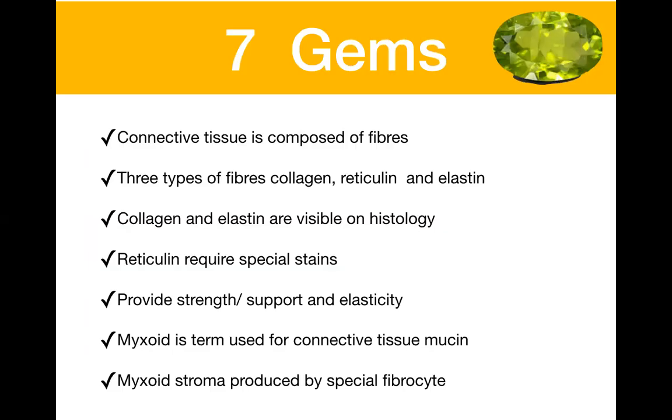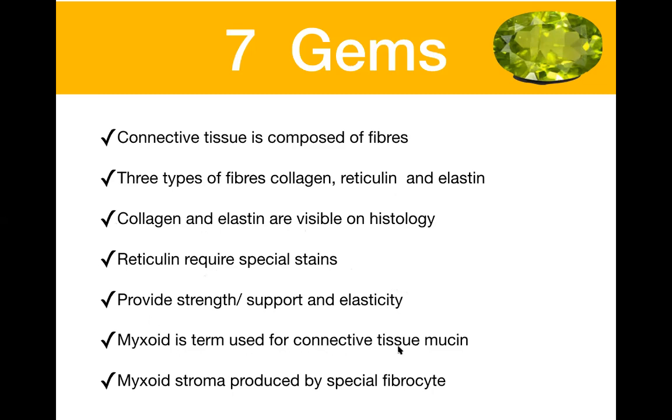So the 7 gems for today for the connective tissue fibers is that the connective tissue is composed of fibers. There are 3 kinds of fibers, which are collagen, reticulin, and elastin fibers. The fibers which are seen easily on histology are the collagen and the elastin fibers. And of these, more wavy are the collagen ones, less wavy are the elastin ones. Reticulin requires special stains to see them, and this provides strength and support to the cellular framework. And elasticity is provided by the elastin fibers, which is required in the skin and arteries.